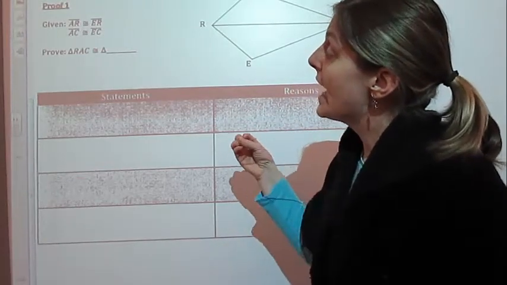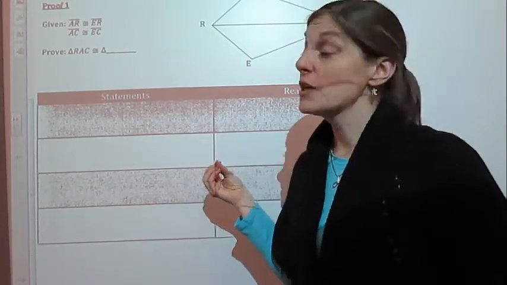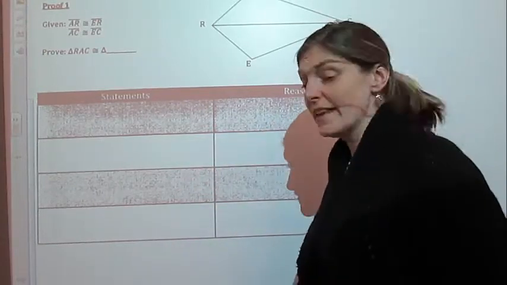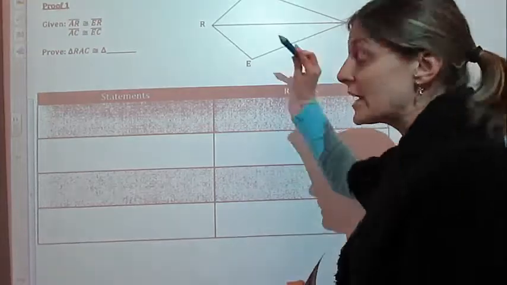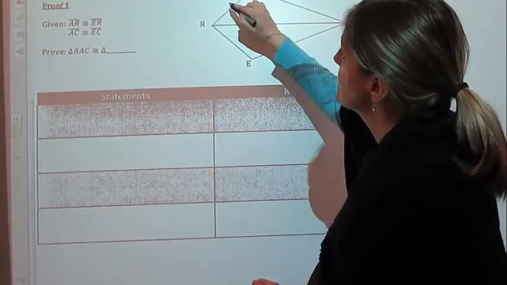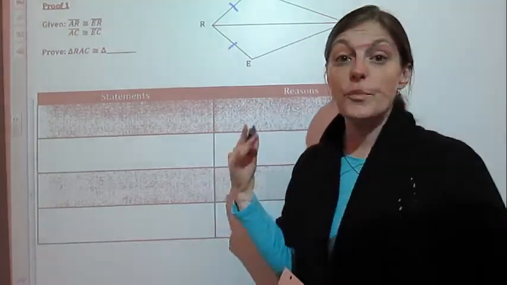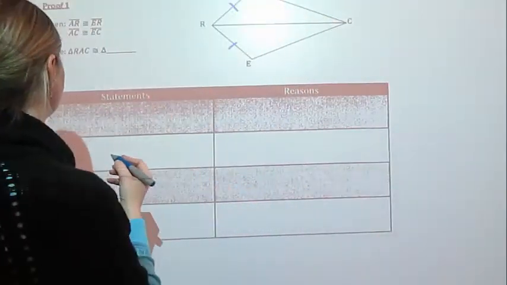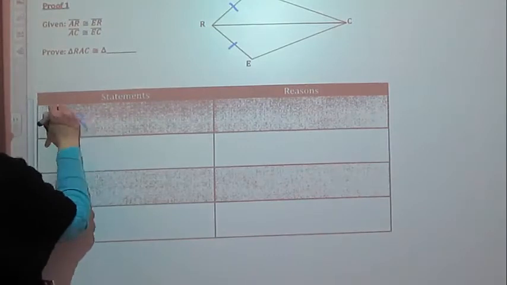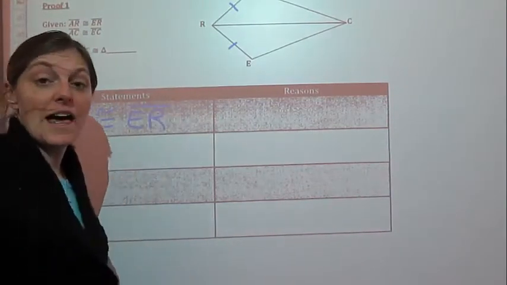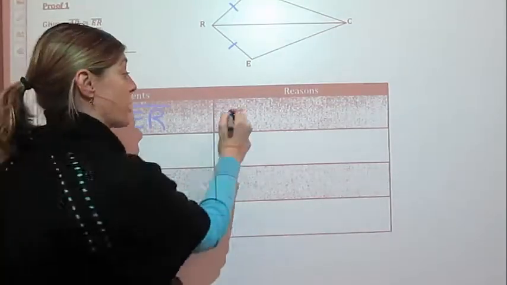Given, okay, so we have segment AR is congruent to segment ER. Well, I like to draw the markings on my drawing. It makes it easier to see. So segment AR is congruent to segment ER. So we're going to put that in the statement column. And the reason for that is given. It was given to us in the original problem.